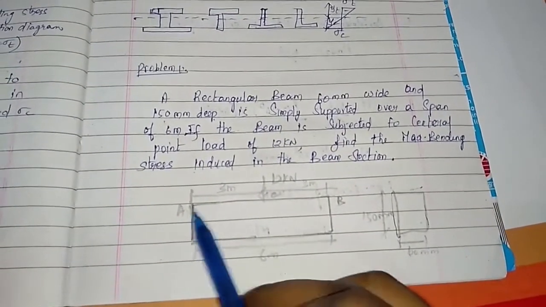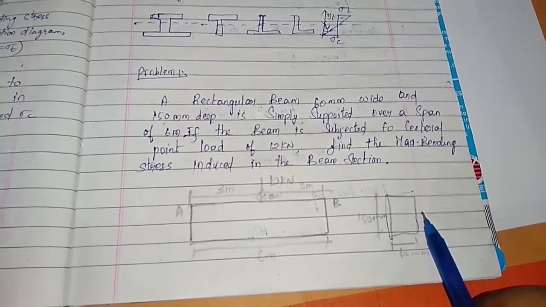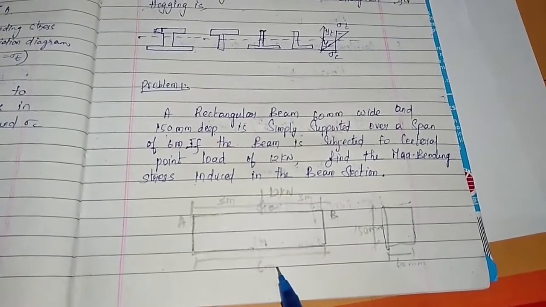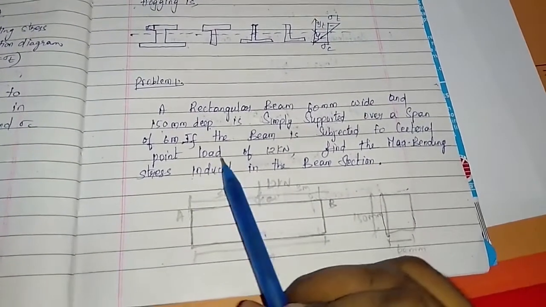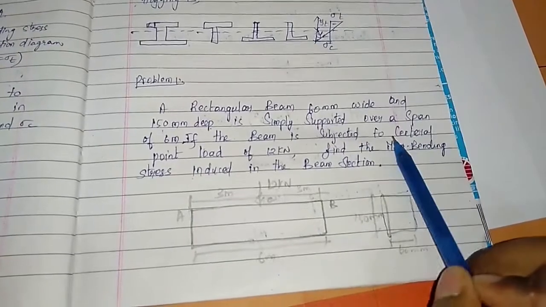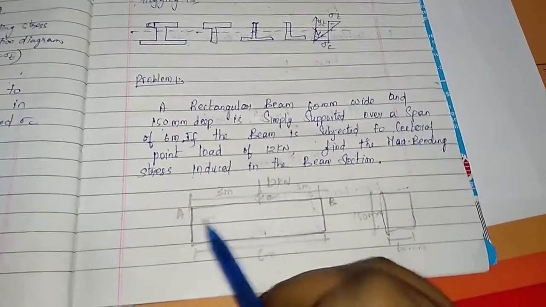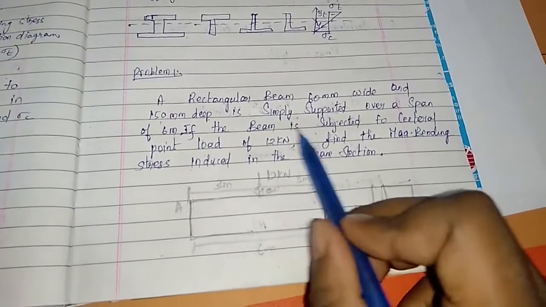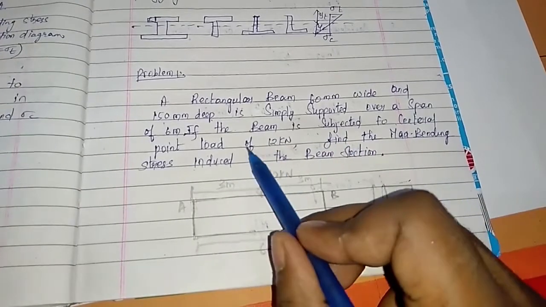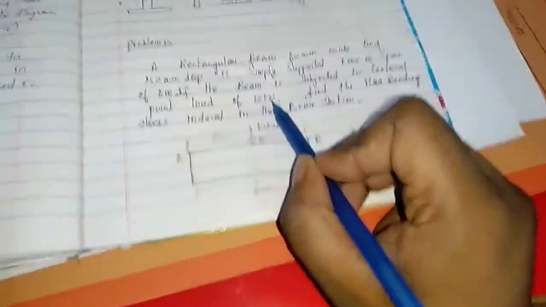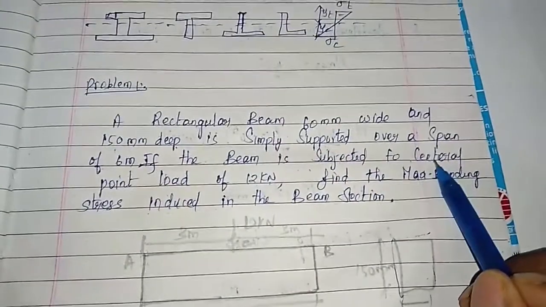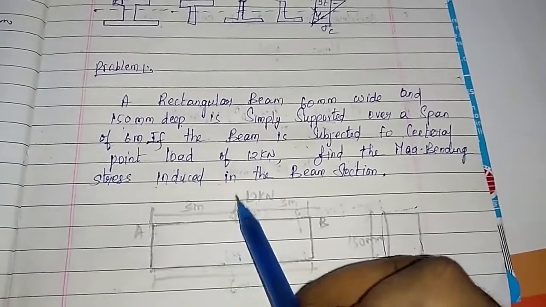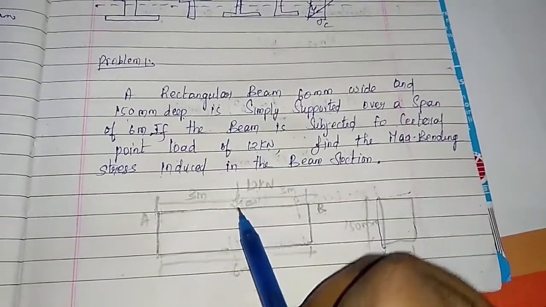This is the cross section. This is the longitudinal section. This is a span of 6 meter. If the beam is subjected to a centroidal point load of 12 kilonewton. See, the beam is subjected to a point load of 12 kilonewton, but they have mentioned one thing here: centroidal, central point load. That means the point load is at the center of the simply supported beam.